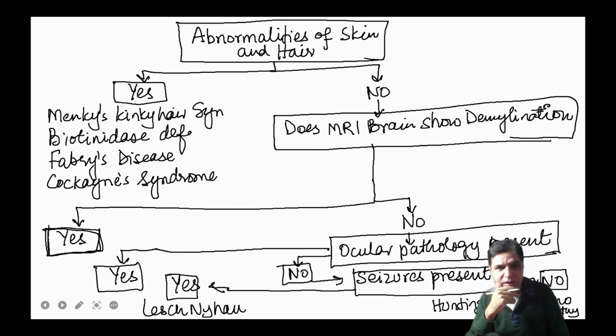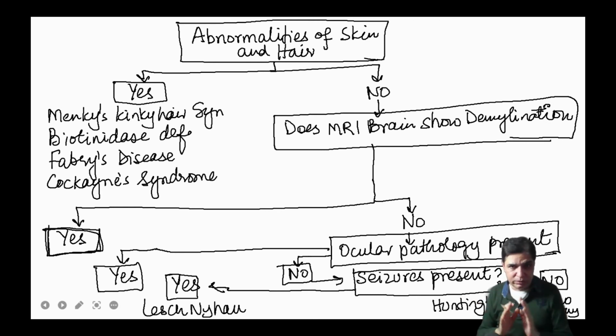If there are abnormalities of skin and hair, yes, if you see that there are fine hairs, grayish, brownish, or blonde, then probably you might be dealing with Menkes kinky hair syndrome, which has brown kinky hairs, or it might be a feature of biotinidase deficiency. It can also occur in Fabry's and Cockayne syndrome.